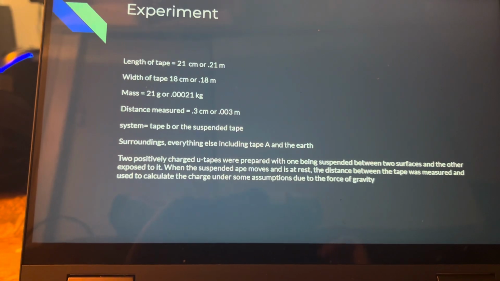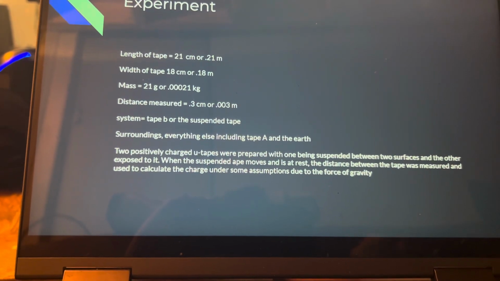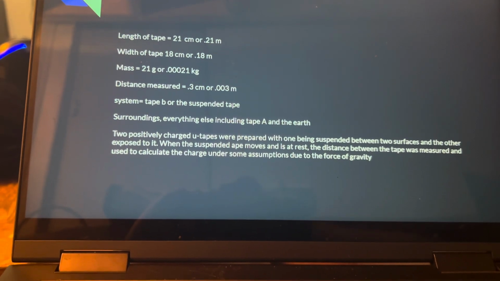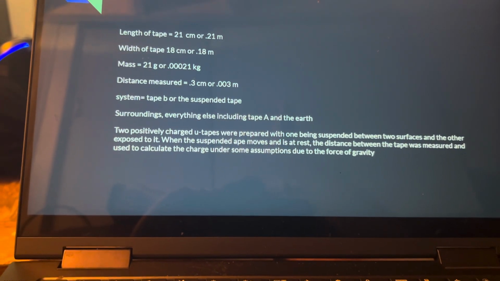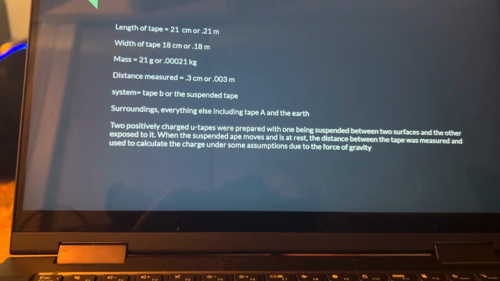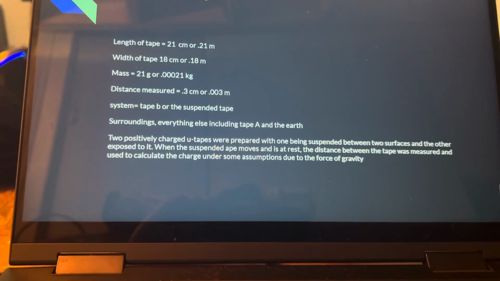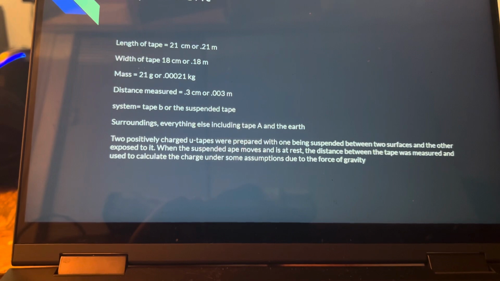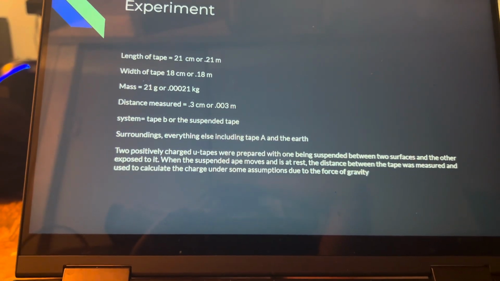So what was done was two charged pieces of tape were prepared. One piece of tape, tape B, was suspended between two objects, stretched perfectly, and then another charged piece of tape was held under it. Its displacement was measured, or specifically the distance between the two pieces of tape, such that tape B is at equilibrium with gravity and Coulomb's law. Knowing the force of gravity is of course the mass times gravitational acceleration, 9.81 meters per second squared, times its mass, which is 0.00021 kilograms. The force of gravity is also the same as Coulomb's law, so those were held equal to each other.